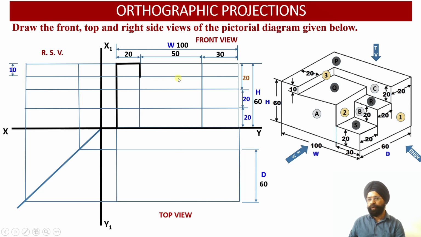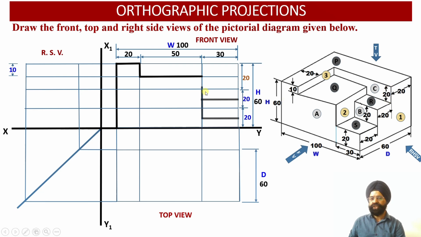And then you have to move 50 millimeter now. So 50 millimeter is the width of the surface Q. So this is the width of the surface Q over here. So this portion of the solid we have obtained over here in the orthographic projection. And what about this portion? In this portion I can observe corresponding to surface A, I have got the height of 20 millimeter. Again corresponding to surface B, I have got the height of 20 millimeter. Again corresponding to surface C, I have got a step height of 20 millimeter.